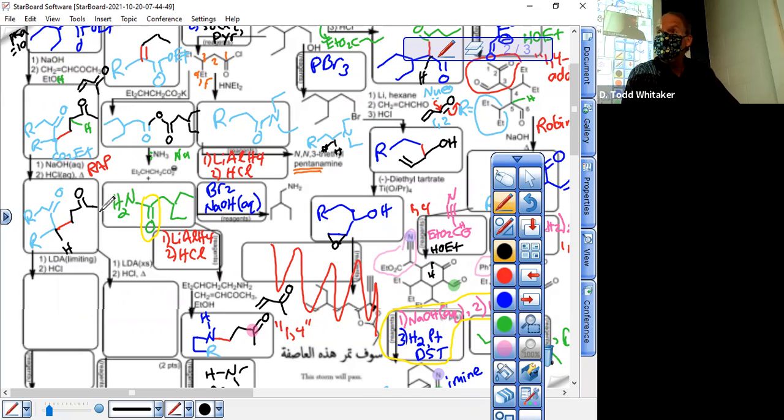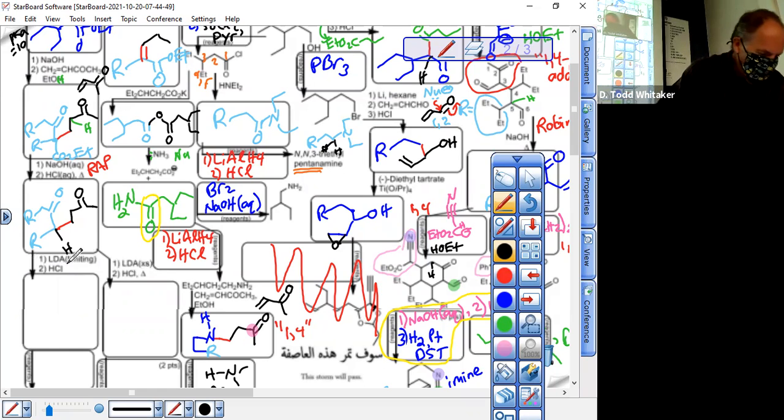Sorry? Say it again. Thermodynamic is what I want now, because equilibrium's allowed to happen. Equilibrium's allowed to happen when LDA is limiting, which means of all those alpha H's, now I want you to take the one that has the most stability of the enolate. And that would either be this one or this one.